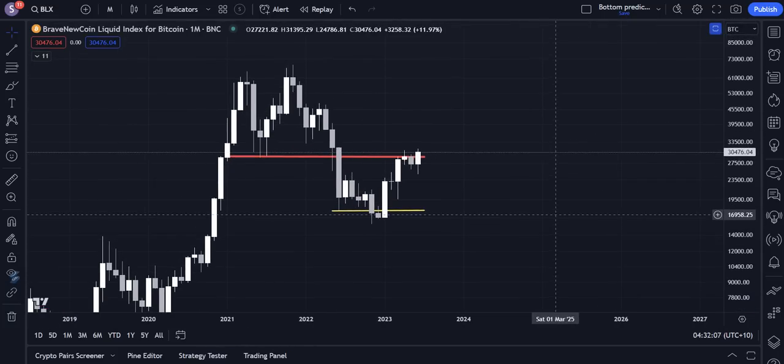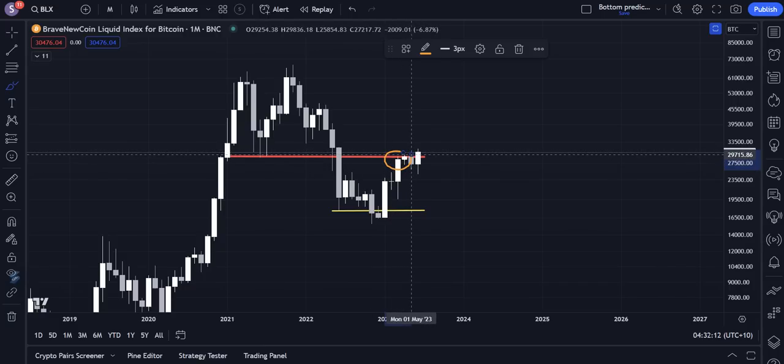And it's done the same thing over here, right? So we've bounced off the yellow line and we've come up, we've rejected from the red line. It's acting as resistance. Everything is normal in that regard. And that's why everyone was getting really bearish.